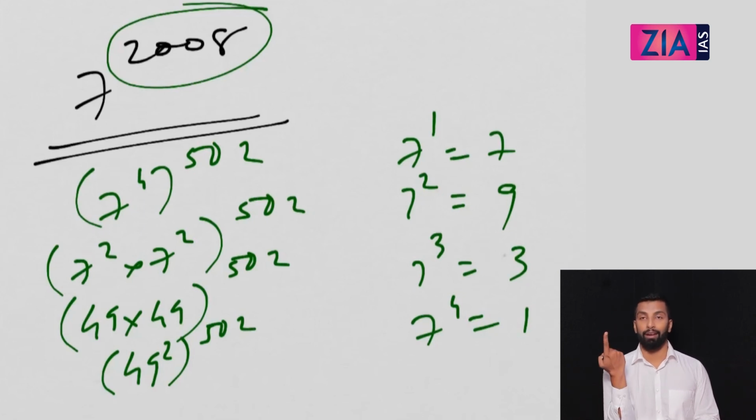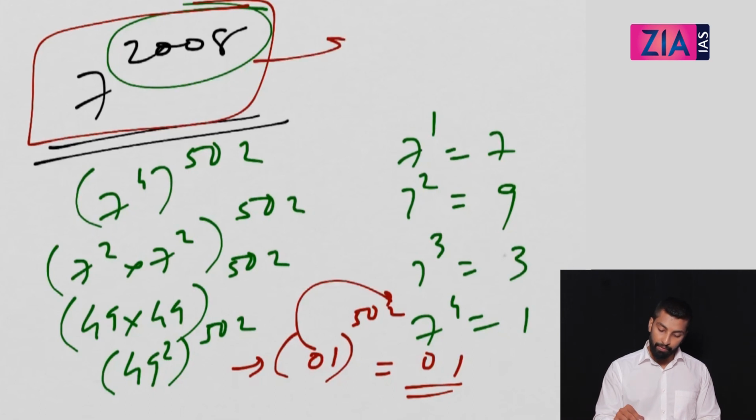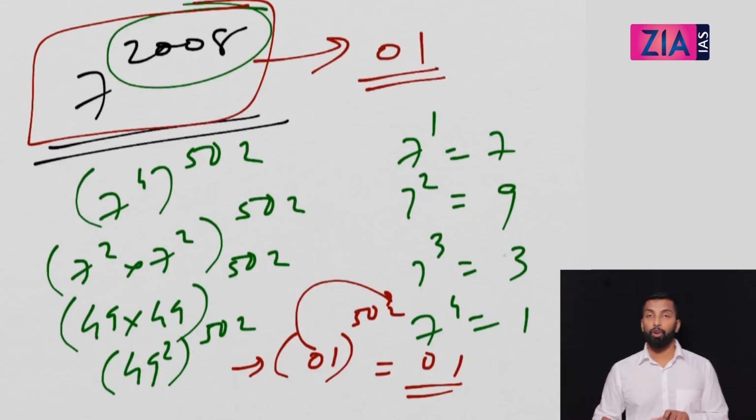I know what is the last two digits of 49 square. It will be equal to 01. So what is the last two digits? 01 raised to 502. What is your answer? 01. So last two digits of 7 raised to 2008 will be 01. I hope this is clear for all of you.